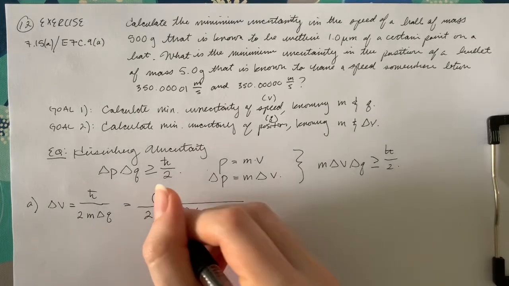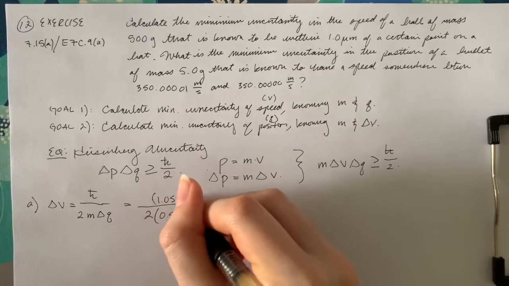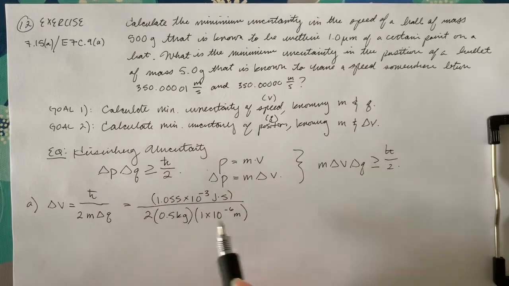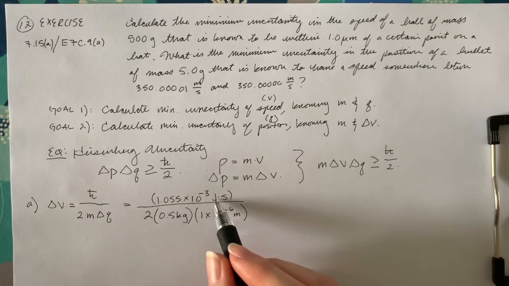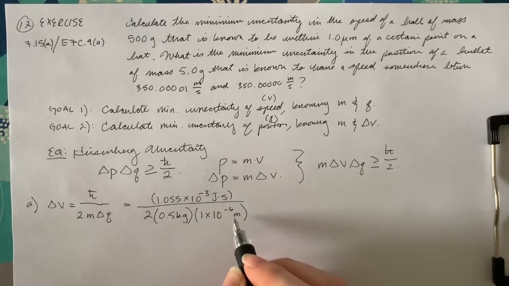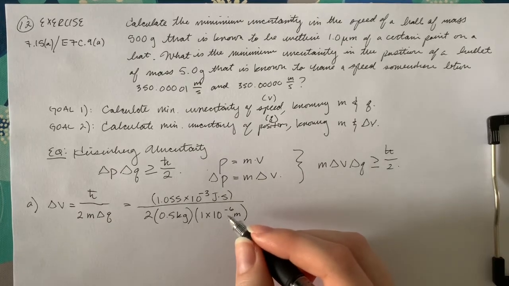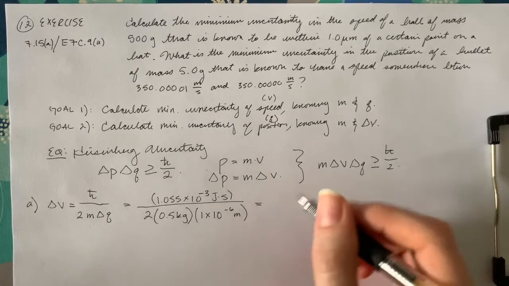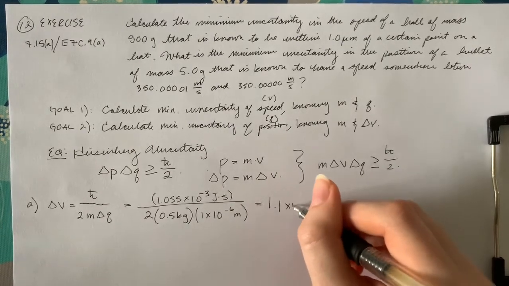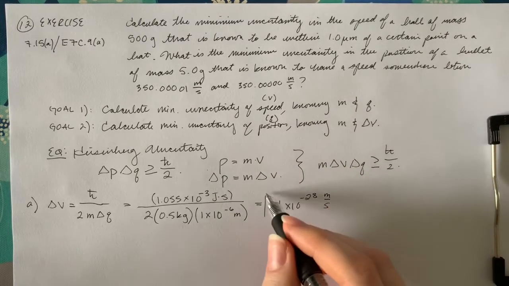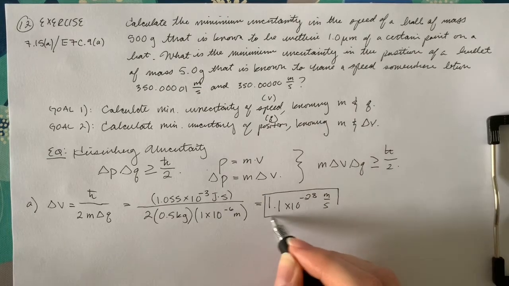And then h bar is 1.055 times 10 to the minus 34 joules seconds. And we put these in kilograms and meters because joules is made up of a certain arrangement of kilogram and meter. I don't exactly remember, but this is the way that the units work out to cancel. So we're left with meters per second. Plugging into the calculator, we get 1.1 times 10 to the minus 28 meters per second. This is the uncertainty in the speed of a ball.